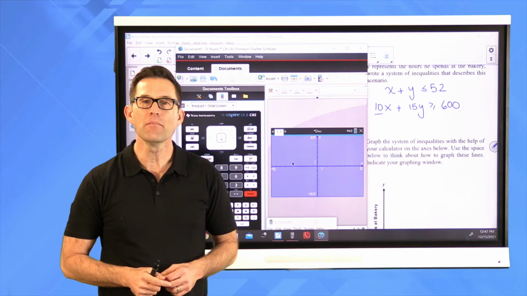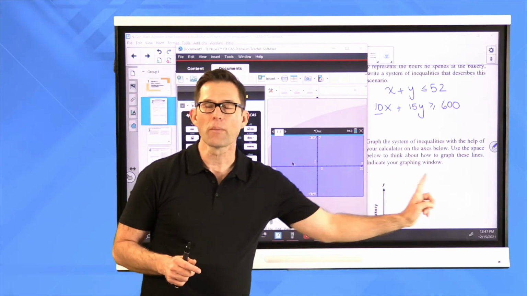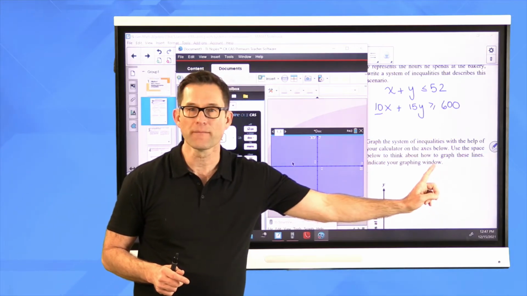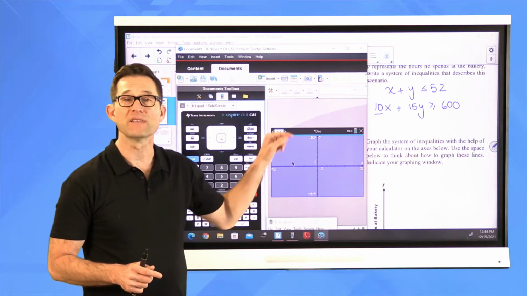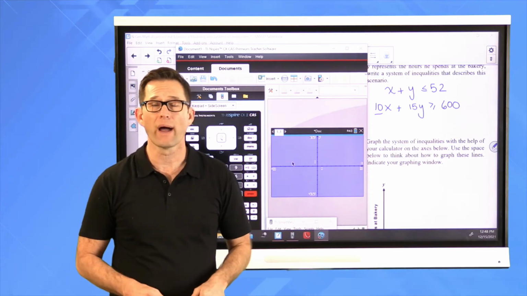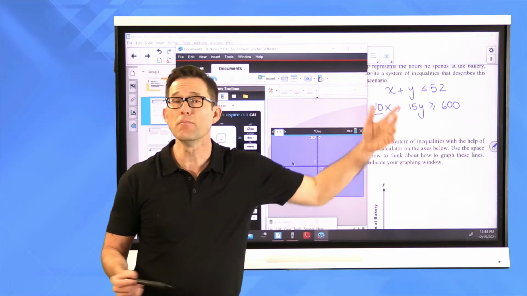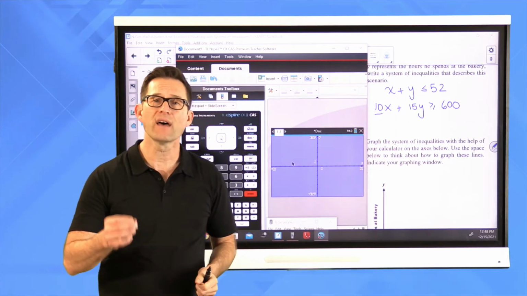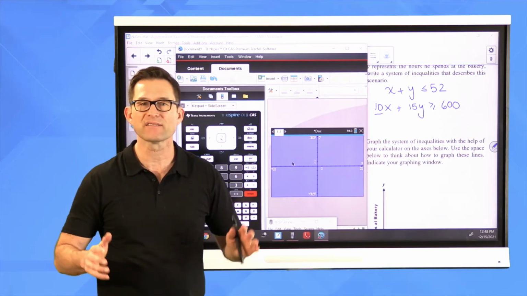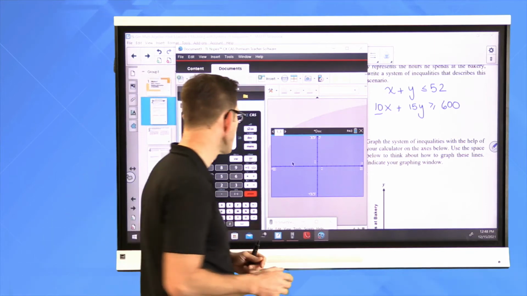But keep in mind what x and y are representing here. X is representing the hours that he's mowing, and y represents the hours that he's at the bakery. The most either x or y could possibly be equal to is 52. That's the most. So we can use that to help us think about our window. Maybe I'll make the x max and the y max both equal to 60. Let's take a look at what it looks like in that situation.